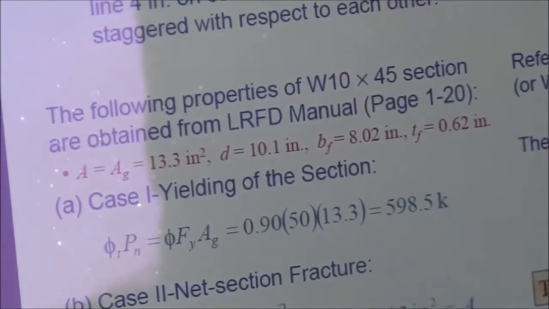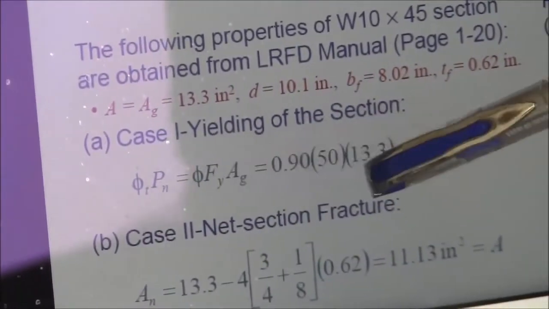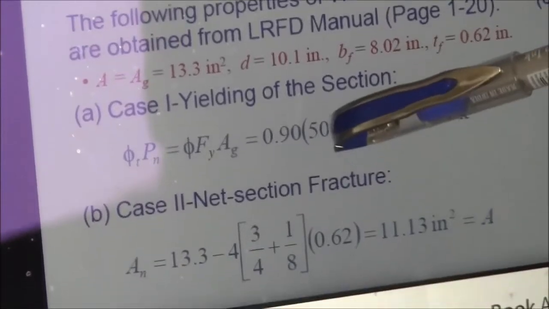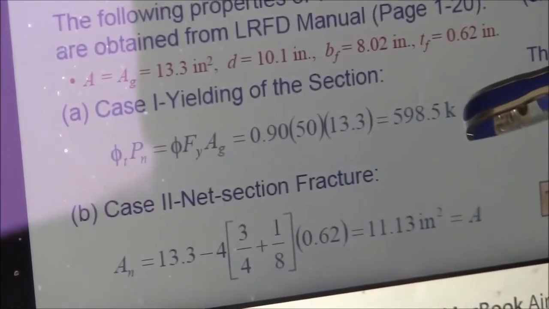So it said calculate the tensile strength, or the design strength. So phi Tn equals phi Fy Ag. This is the yielding, straightforward. 0.9 times Fy times 13.3, we get 598.5 kip.